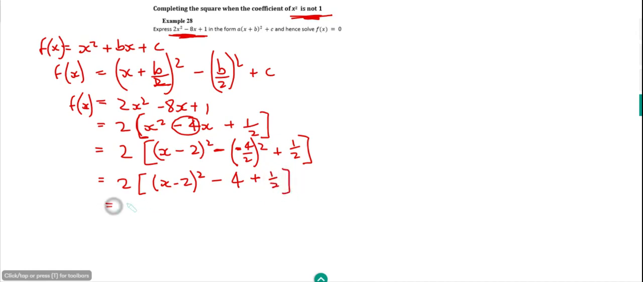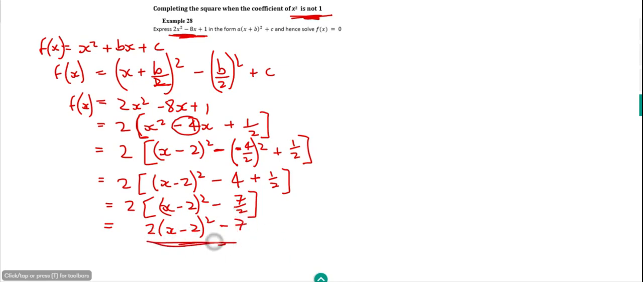Just tidy that up a bit more. So I deal with the minus 4.5. So I've got 2 times x minus 2 squared. 4 could be written as 8 over 2. Minus 8 over 2 plus a half would be minus 7 over 2. So now if I multiply back through by the 2 that's outside the brackets, I end up with 2 times x minus 2 squared, and then 2 times 7 over 2 just gives me 7. So it's actually in the format that was asked for in the question.